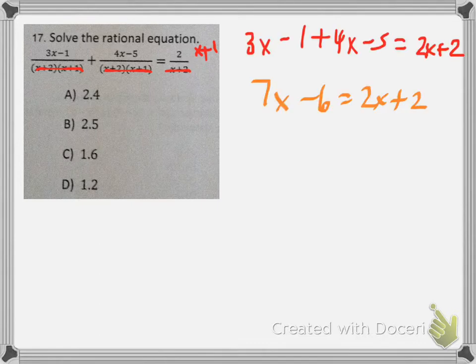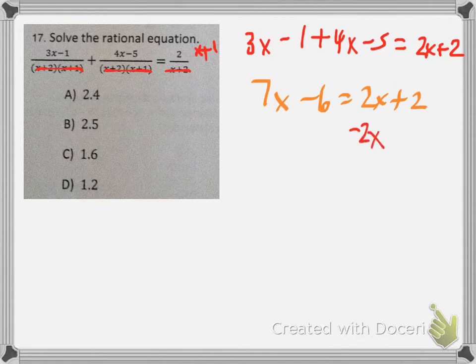Alright, so in red I wrote out what I just said: 3x minus 1 plus 4x minus 5 equals 2x plus 2. I multiplied the x plus 1 times the 2. In the orange I went ahead and added like terms that were on the left hand side. And now I'm going to go ahead and finish up solving.